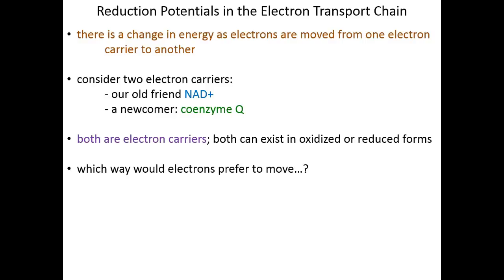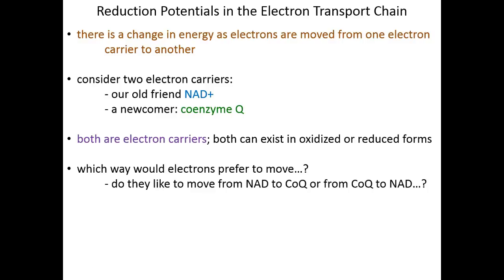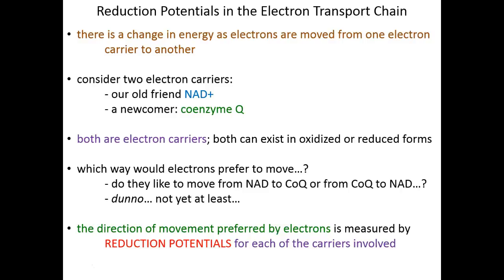And the question becomes, well, which way would electrons prefer to move? Would they like to move from reduced NAD to oxidized CoQ? Or would they instead move from reduced CoQ to oxidized NAD? Which way would electrons normally move? Question is, we don't really know yet, do we? We have to first decide which of those directions is more energetically favorable.